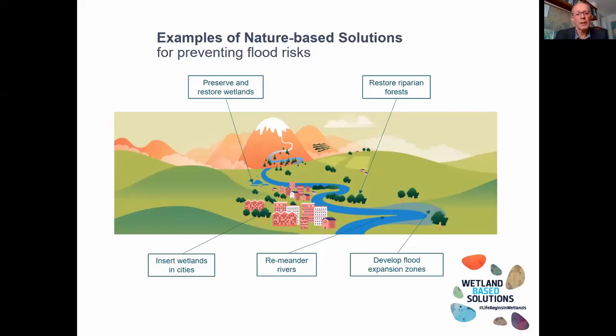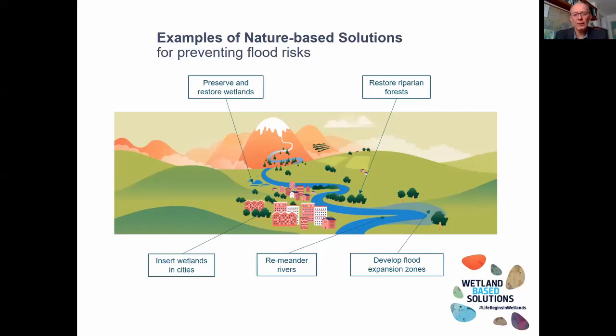Et juste un petit schéma pour vous illustrer comment cela peut se traduire, ces solutions fondées sur la nature. Par exemple, si on s'intéresse à la prévention des risques d'inondation, on voit que la préservation et la restauration des zones humides, à la fois dans tout le bassin versant, depuis les montagnes jusqu'au rivage des mers, sont une solution efficace.